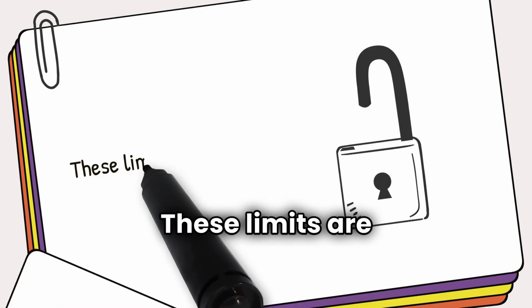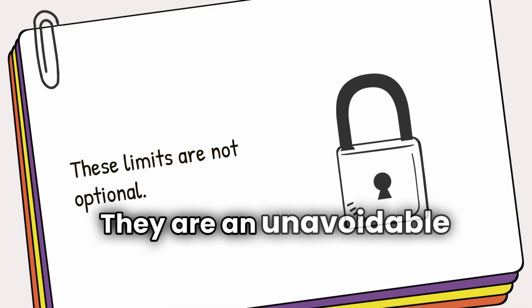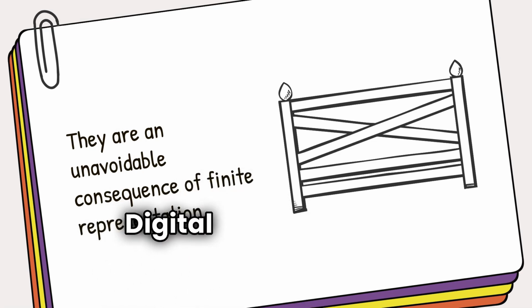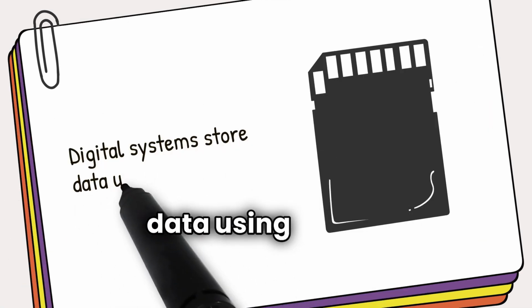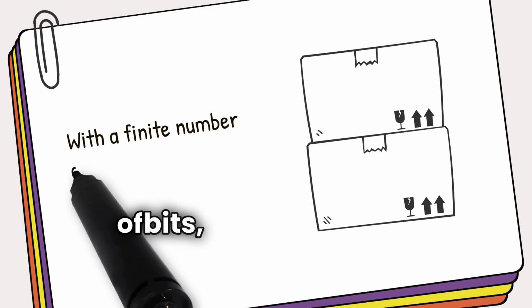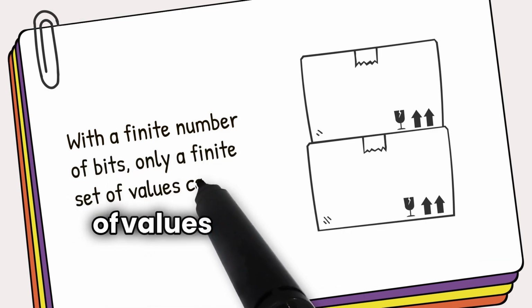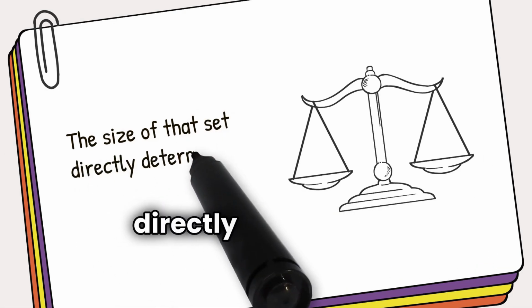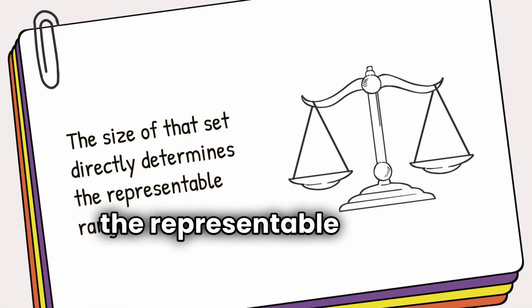These limits are not optional. They are an unavoidable consequence of finite representation. Digital systems store data using a fixed number of bits. With a finite number of bits, only a finite set of values can be encoded. The size of that set directly determines the representable range.